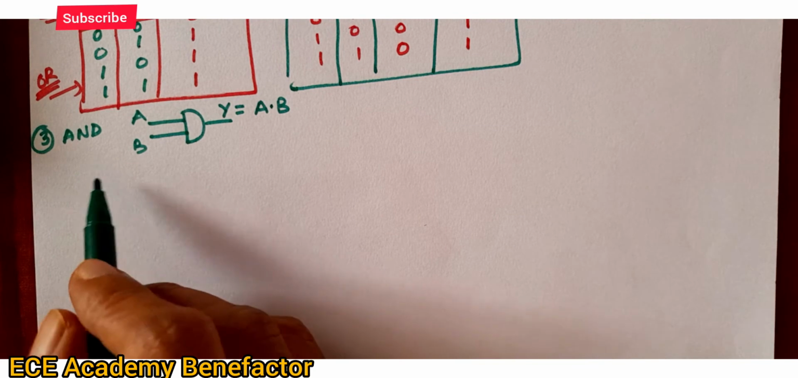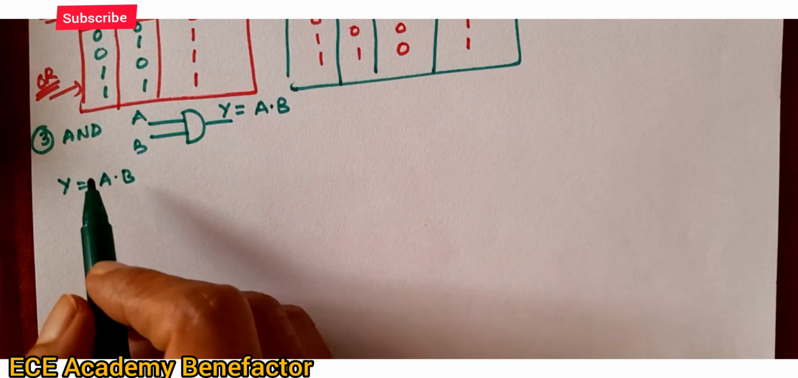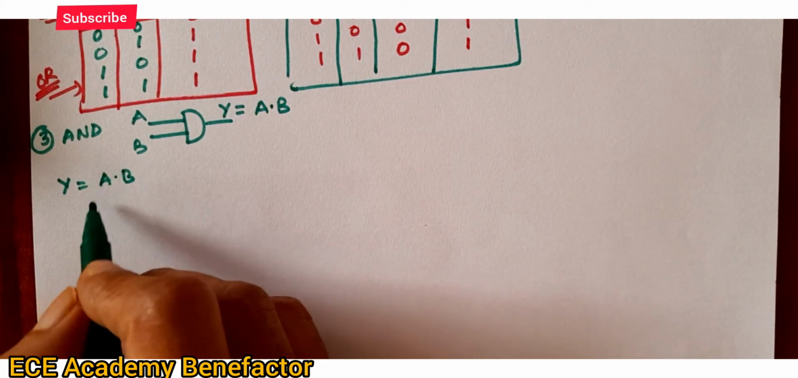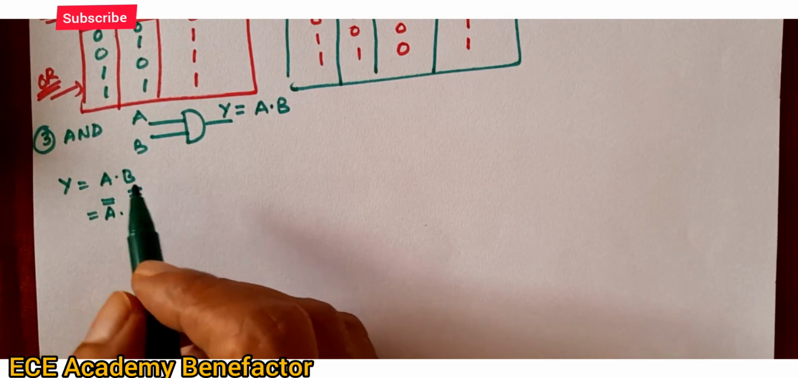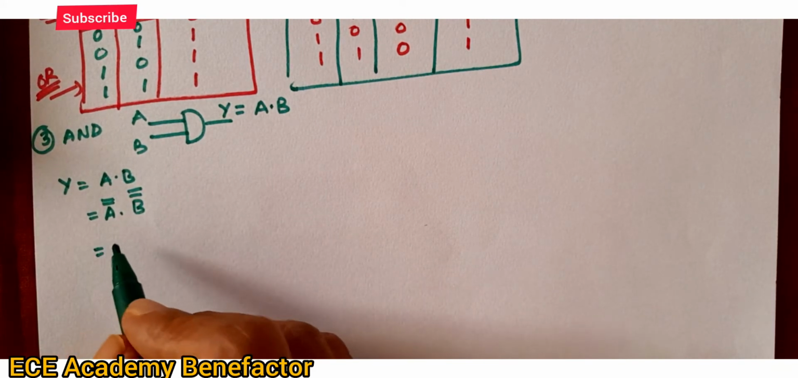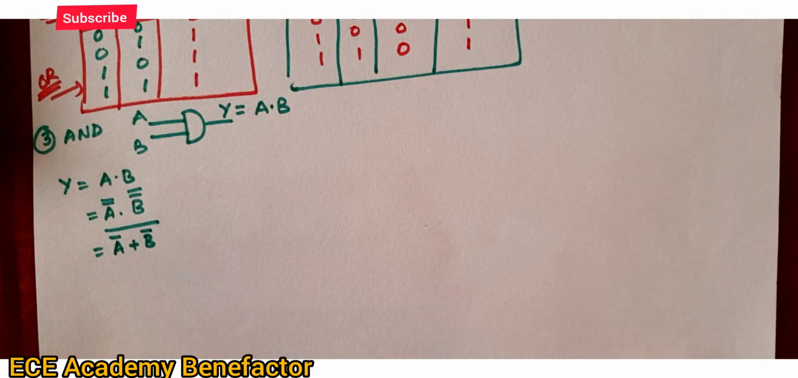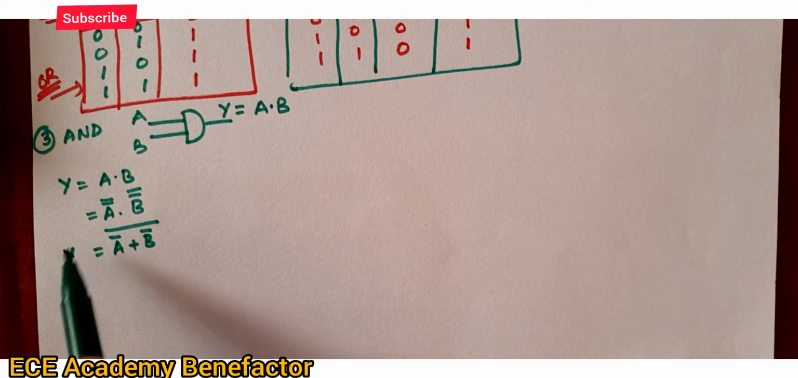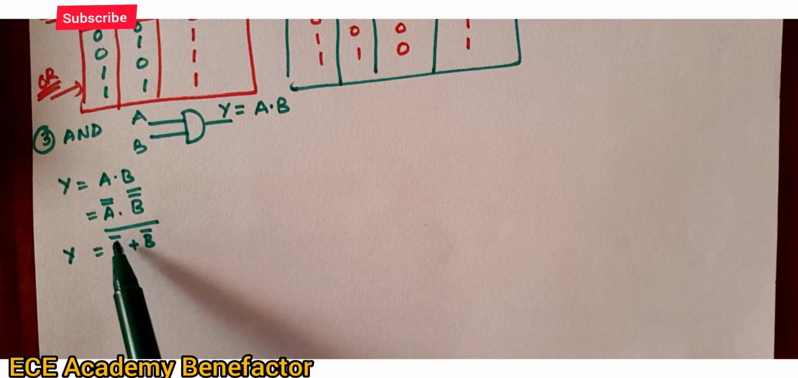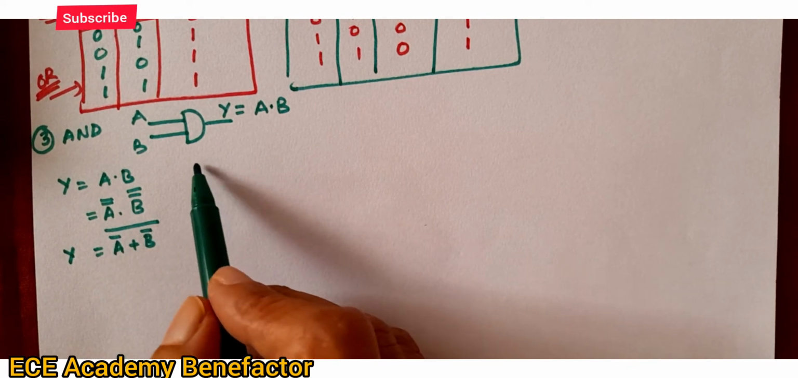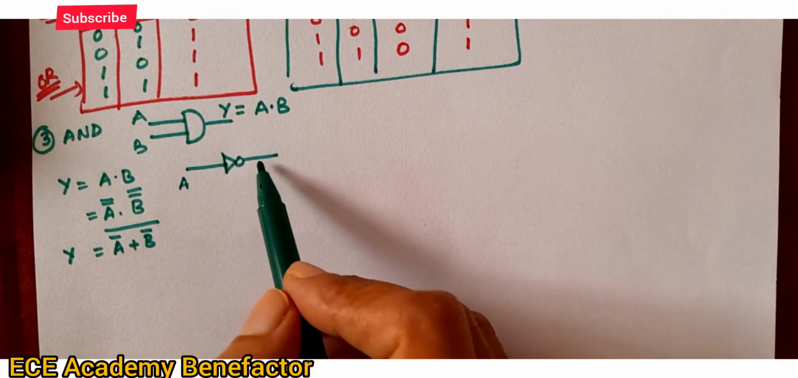Suppose let us go with the expression now, Y is equal to A dot B. Let us put two bars on it. A dot B double bar is equal to A double bar dot B double bar, where A double bar is equal to A and B double bar is equal to B. So by De Morgan's theorem it is A bar plus B bar. Okay, by De Morgan's theorem you can write this expression as A bar plus B bar. So what do you want? A bar you want. You can get A bar by a NOT gate. This is A and you can get here A bar.